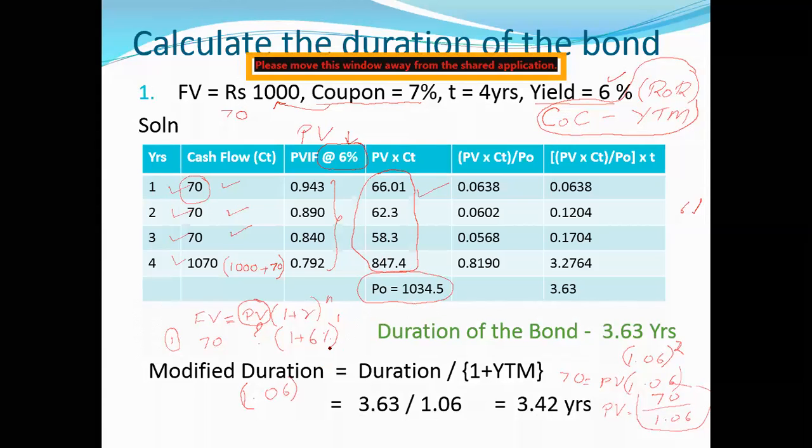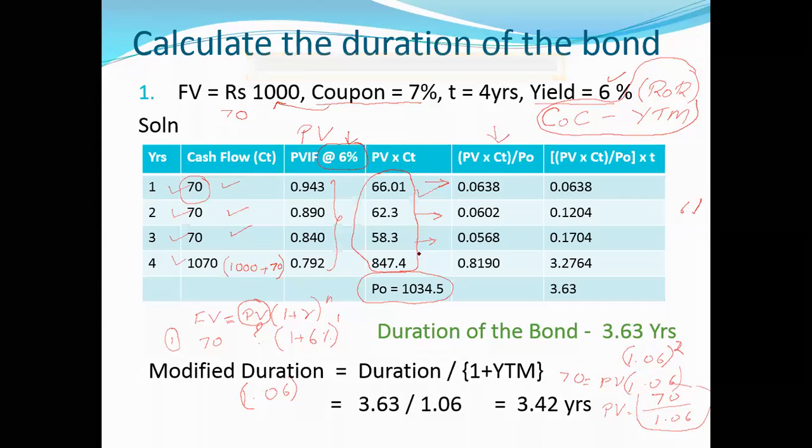Clear? Now, we come to this particular column. Under this column, how do we calculate PV into CT divided by PO? For every answer that you get, every cash flow that you have, divided by PO. Here also for every answer that you have, divided by PO, same thing here and same to be followed here. Try it out.